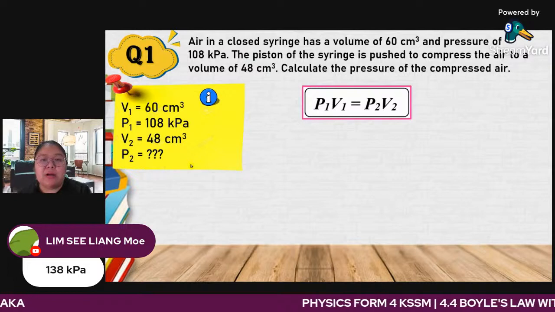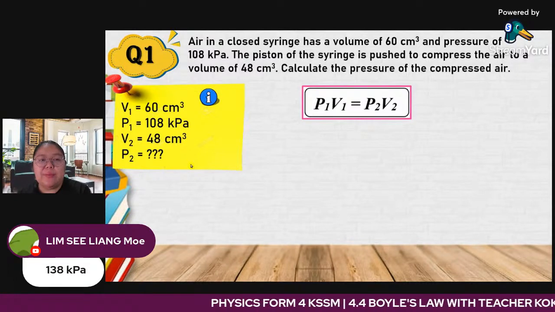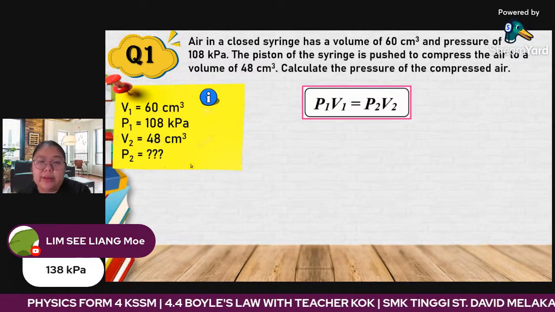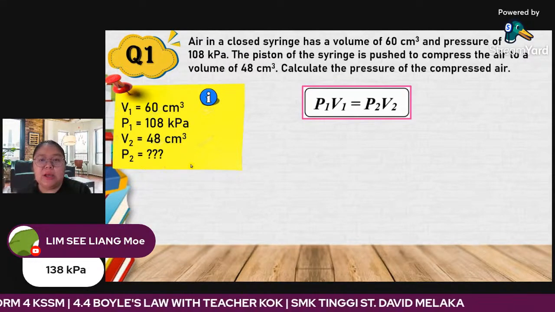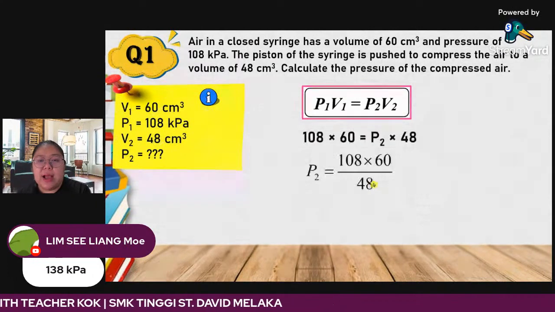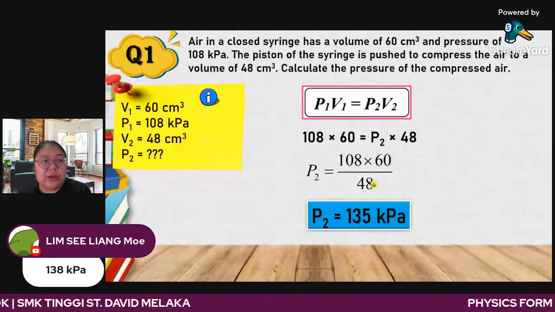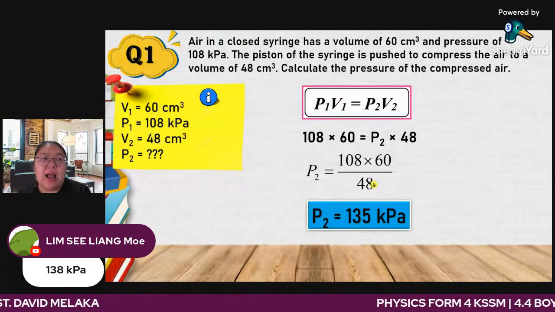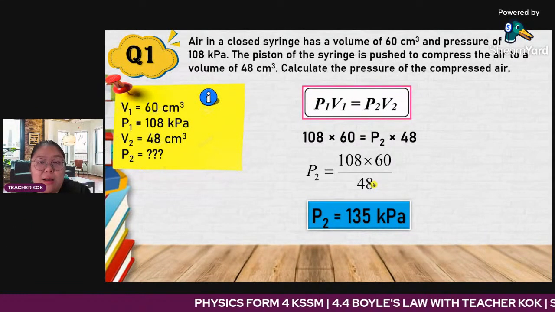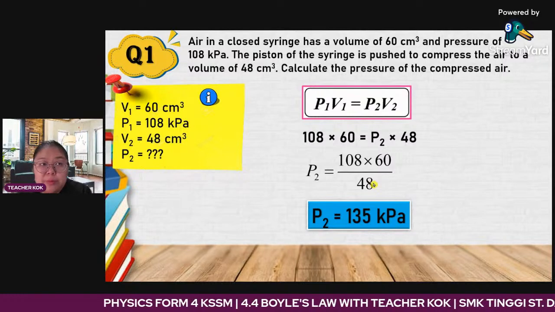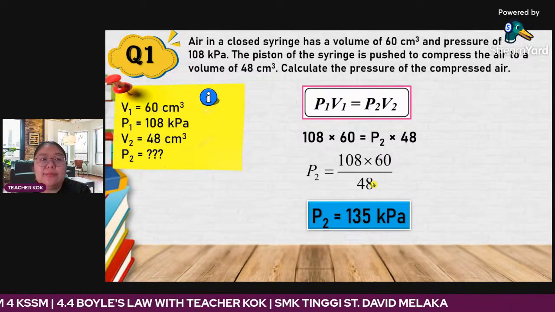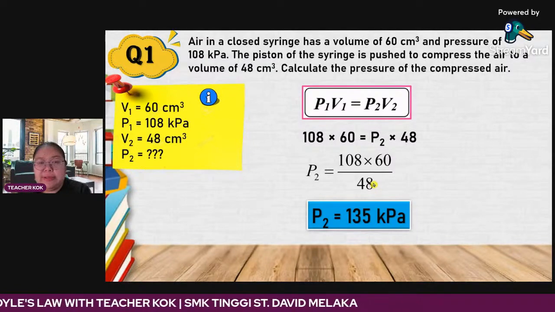So we show the calculation: 108 multiplied by 60 equals P2 multiplied by 48. P2 is 108 multiplied by 60 over 48. So the answer is 135 kilopascal. We still write the same unit, kilopascal. I think this is no problem for you. The important thing is that you understand the question. Then we go to the second question.